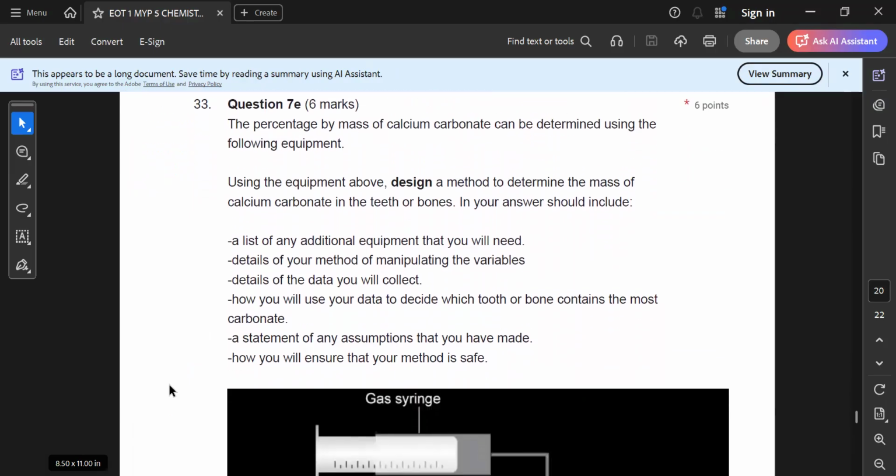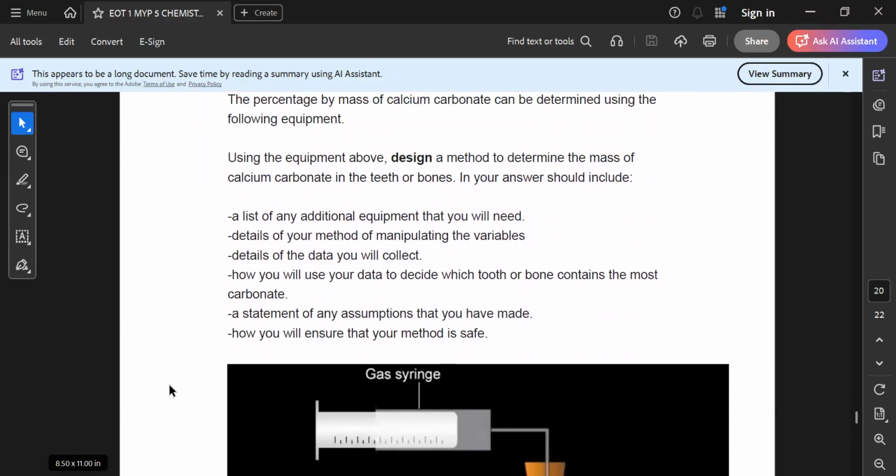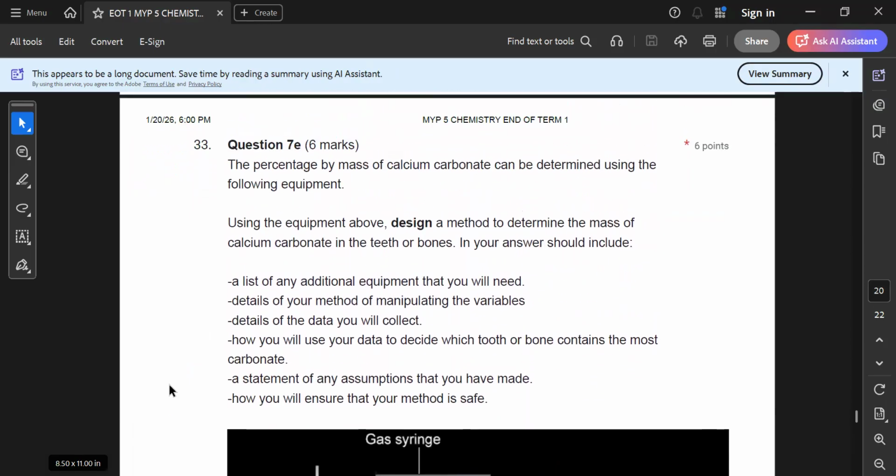So the experiment was given to us here. Just to put you on board, they said the percentage of the mass of calcium carbonate can be determined using the following equipment. Of course, these are found in the bones. They were investigating that you can tell which animal has been killed if you have its bones, because we know how much calcium is normally found in each individual animal.